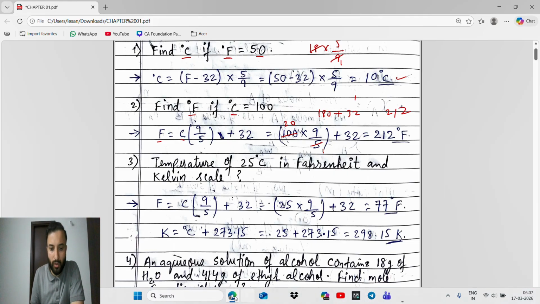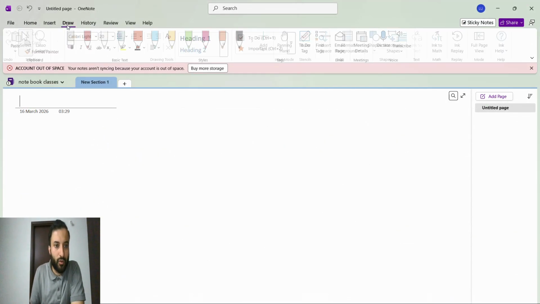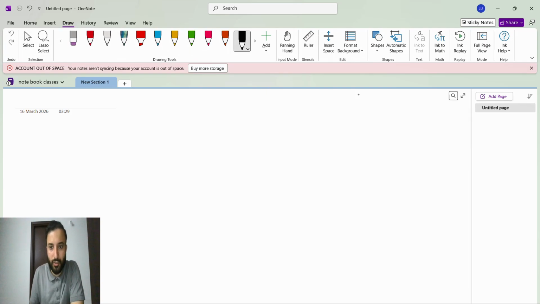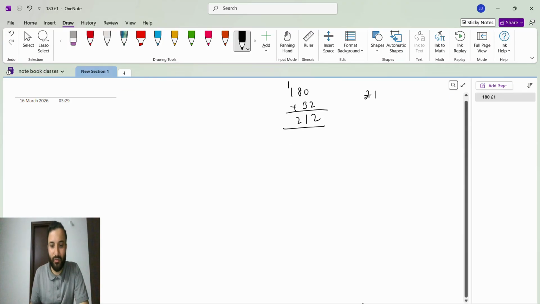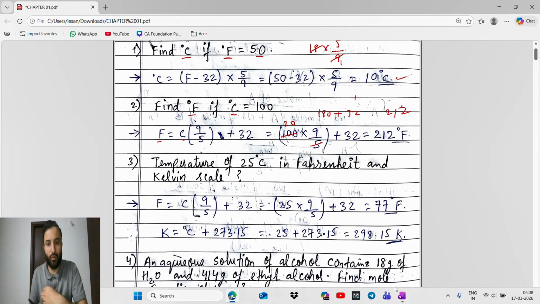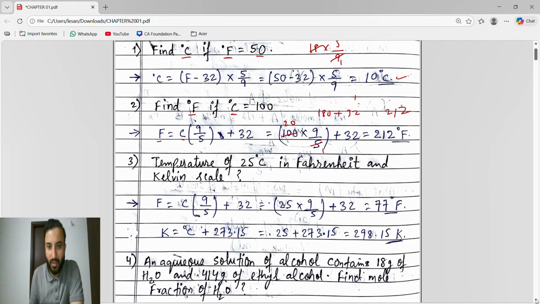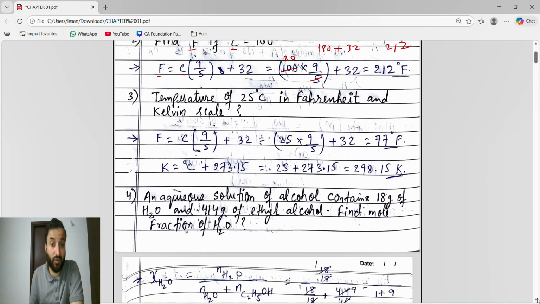If you don't know this formula, you can use your small brain and do it like this too. 180 plus 32: 0 plus 2, 2; 8 plus 3, 11, 1, carry 1; 1 plus 1, 2. 212. Or if you are good, you can do direct calculation. But you have to be very fast.